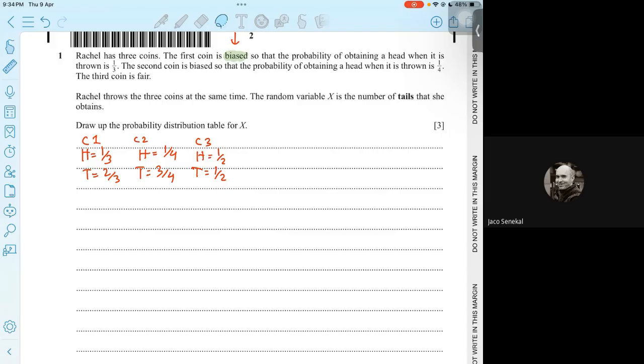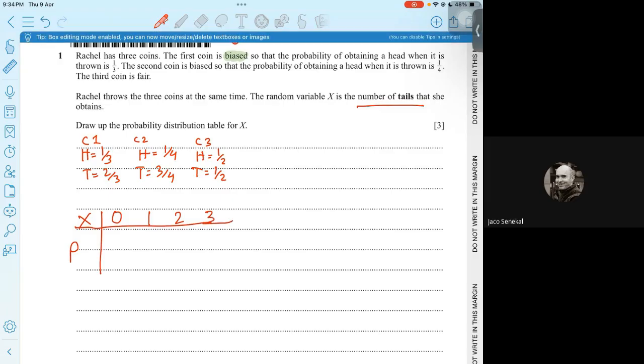So the question asks from us that the random variable x is the number of tails that she obtains. So we know that a probability distribution table looks something like this, where x denotes the number of times something happens, and then p denotes the probability of that happening. So in this case, since there are 3 coins and she throws all of them together, the number of tails can be 0, 1, 2, 3. Nothing more, nothing less. Cool?